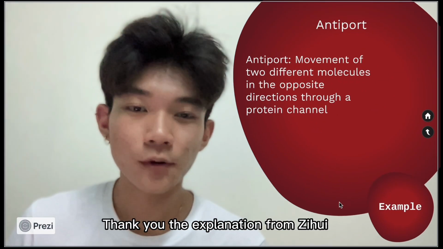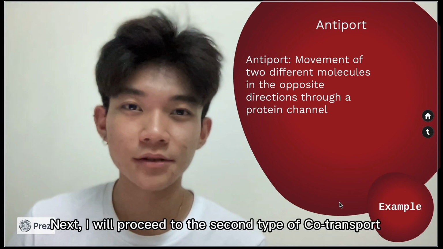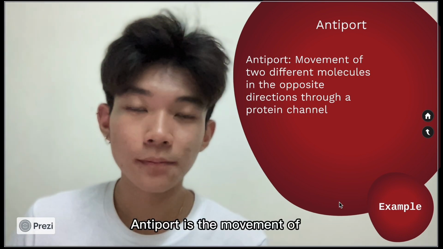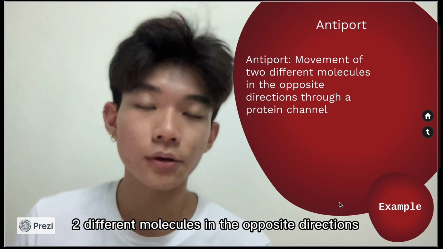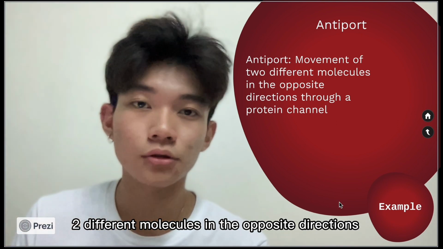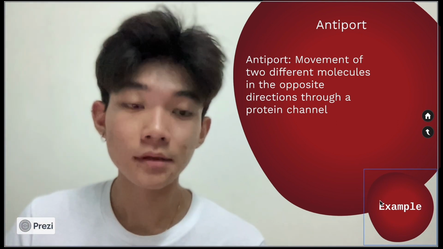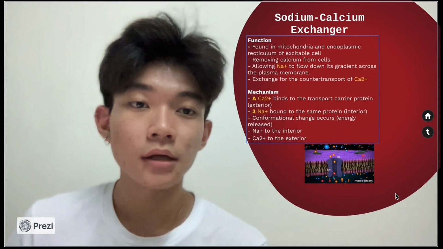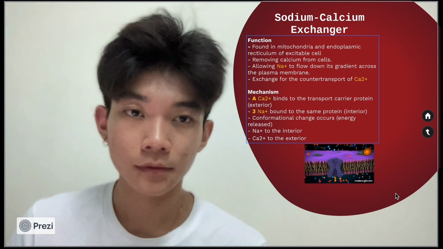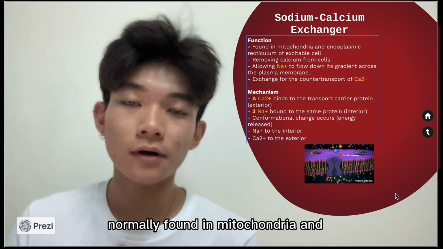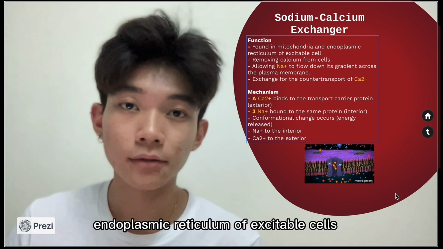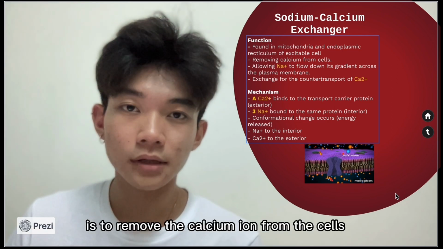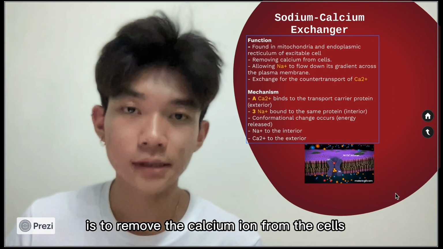Thank you for the explanation from ZIHUI. Next, I will proceed to the second type of co-transport, which is antiport. Antiport is the movement of 2 different molecules in opposite directions through a protein channel. And here is an example of antiport, which is called the sodium-calcium exchanger. The sodium-calcium exchanger is normally found in the mitochondria and endoplasmic reticulum of excitable cells. Its function is to remove the calcium ion from the cells.